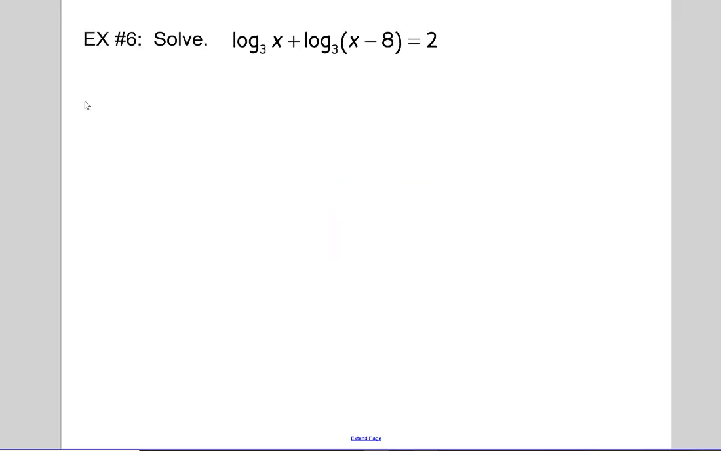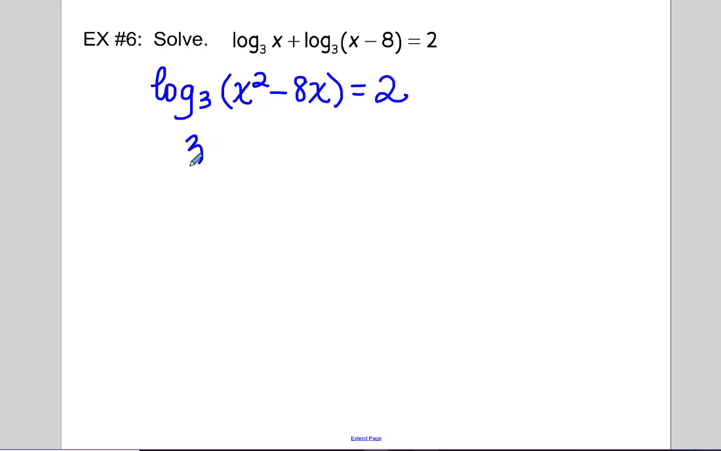Now in example 6, this time we have log base 3, but we've got a number over here, so we can't use that log property. But we can say that log base 3 of x times x minus 8, I'm going to go ahead and multiply them together, is equal to 2. And then because it's a logarithm, I can turn this into an exponential equation and say 3 to the second power has to be our number, x squared minus 8x. So I converted logarithmic form to exponential form.